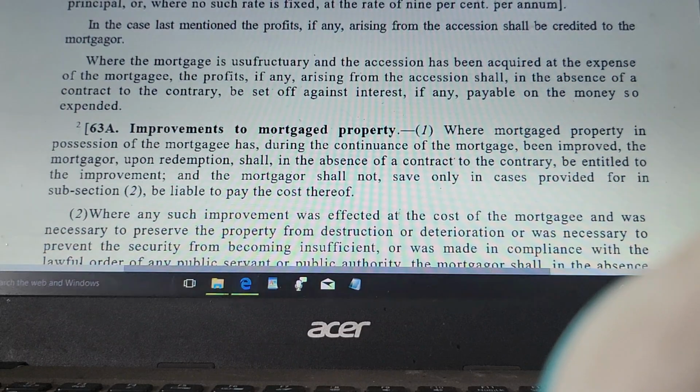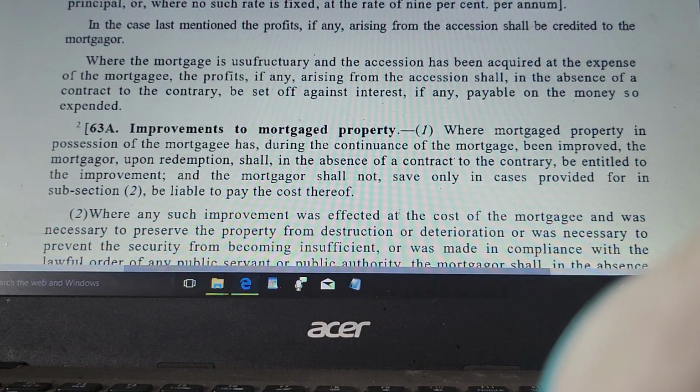Where the mortgage is usufructuary and the accession has been acquired at the expense of the mortgagee, the profits, if any, arising from the accession shall, in the absence of a contract to the contrary, be set off against interest, if any, payable on the money so expended.